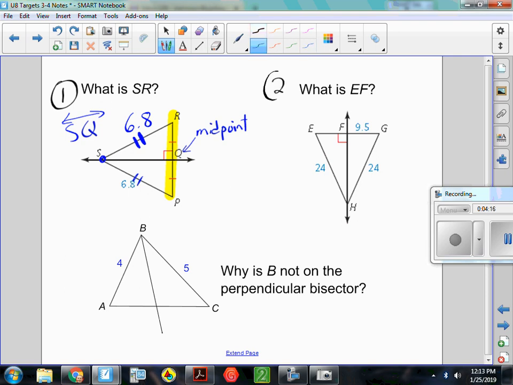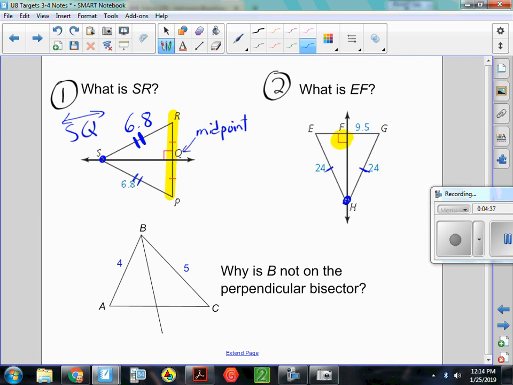For number 2, I have the converse. This time they showed me that I have a perpendicular, but they did not show me midpoints. They also showed me that 24 and 24, that kind of drowns out the 24. Let's see. I'll just use the tick marks. They show me that the 24 is on both sides.